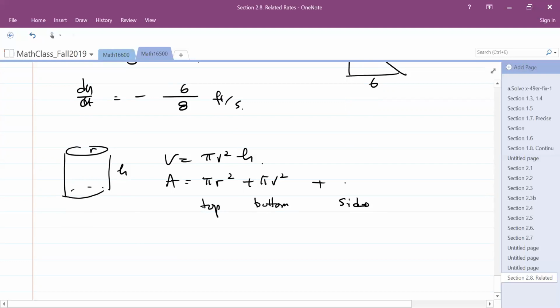How do you figure out the side? You have to cut it. You cut from top to the bottom, then you open it, and you get a rectangle, right? The length of the rectangle is going to be 2 pi r, the circumference of the circle. That's why you get 2 pi r times h. That gives the total surface area of the cylinder.